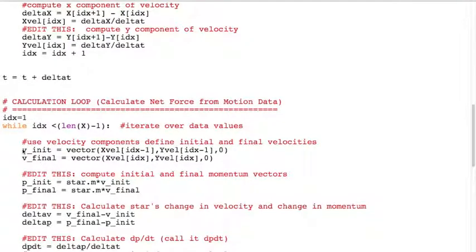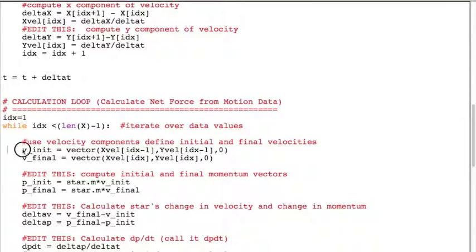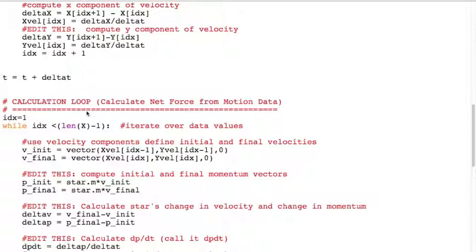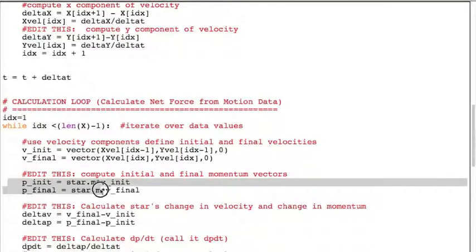To compute the velocity of the star, we must first represent the final and initial velocities at any given time using these lines of code. Since momentum is simply the velocity times the mass of the object in motion, we can represent p initial and p final by taking the star's mass and multiplying it by the initial velocity and the final velocity, as seen by these lines here.